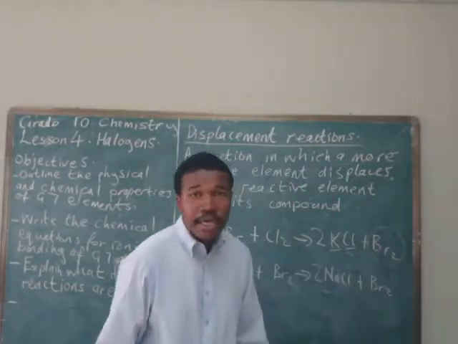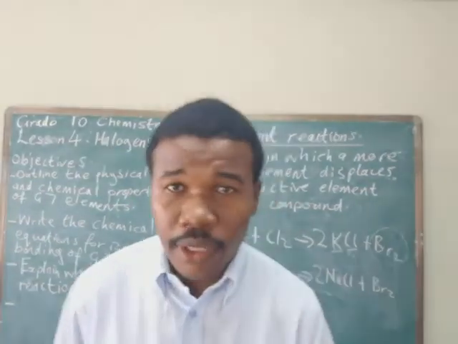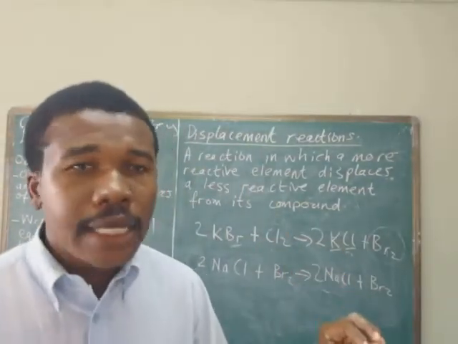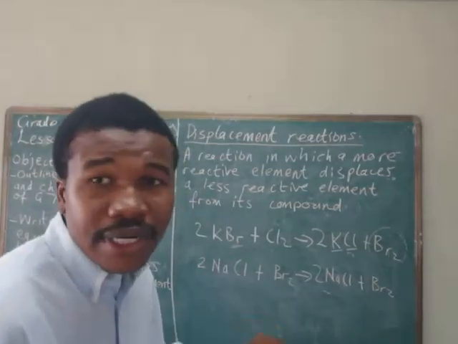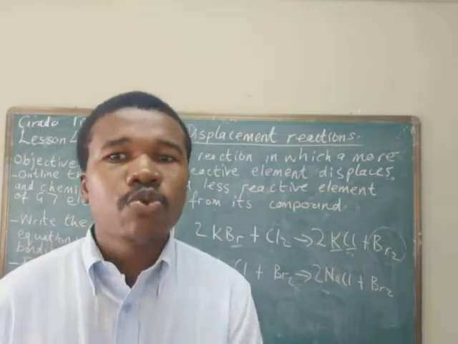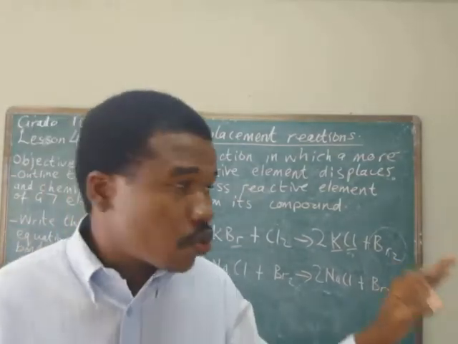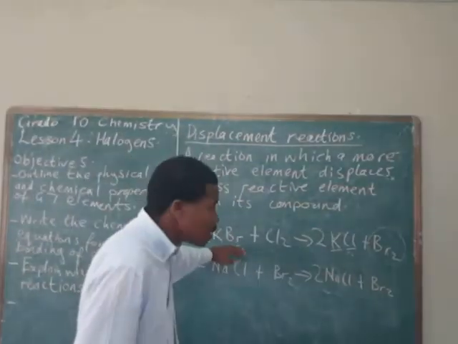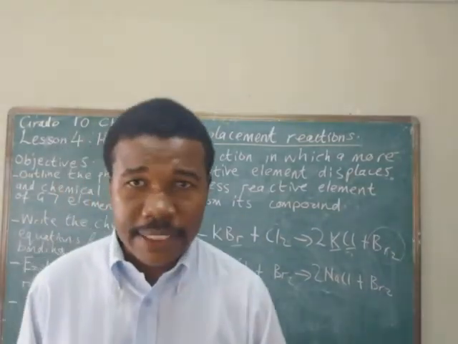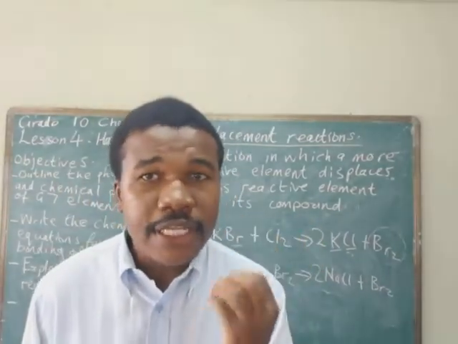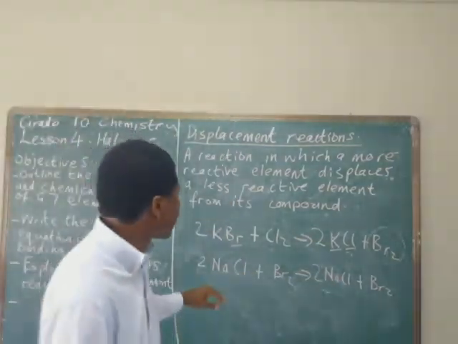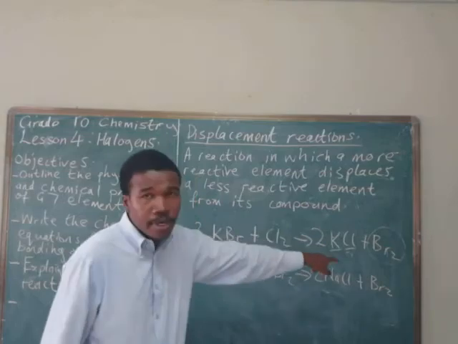It's still there, it's just walking around. It's just now walking around, and it's not bonded to the potassium anymore. Why? Because chlorine is more reactive than bromine, and therefore it will displace bromine. If this was potassium iodide, chlorine again would displace it, because chlorine is more reactive than the elements that are below it. So that is the product that you form.